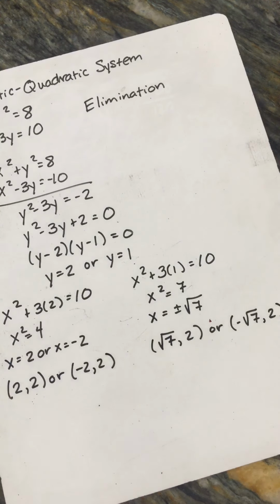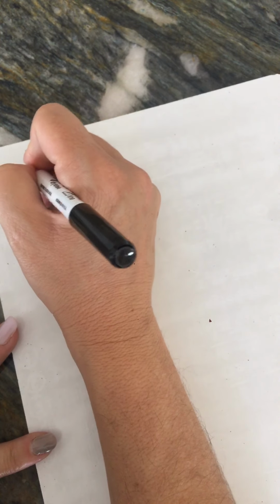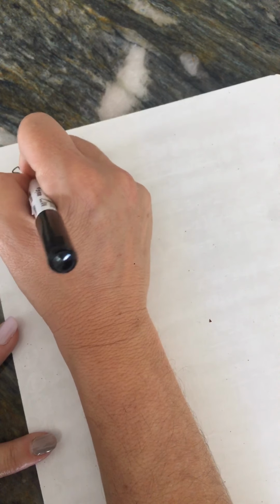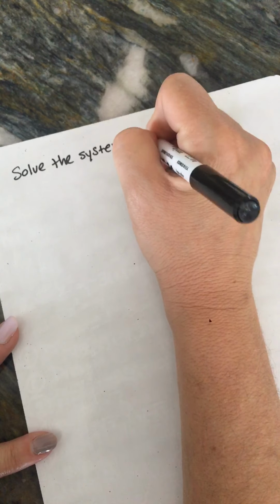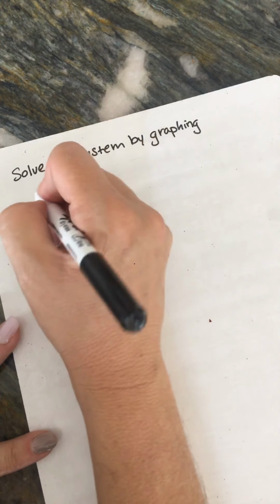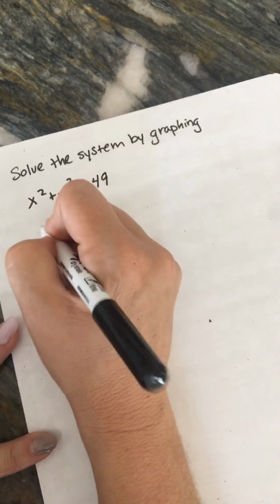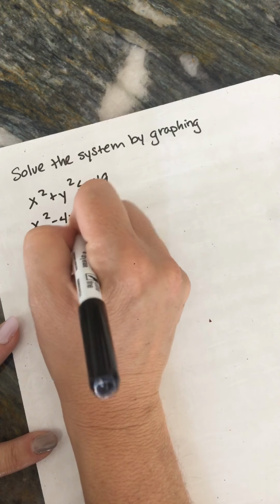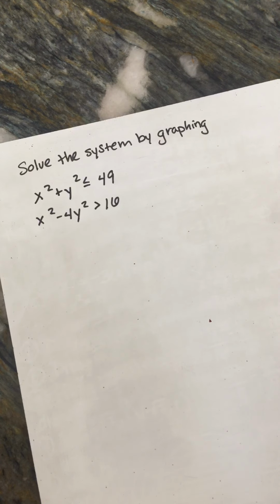All right. Last one is going to be a system of inequalities. So we get to do some shading on this one. All right, so let's solve the system by graphing. Oh, look at that, it's 3:30. Okay, x squared plus y squared less than or equal to 49, and x squared minus 4y squared greater than 16. So this is where our knowledge of conic sections is super helpful.